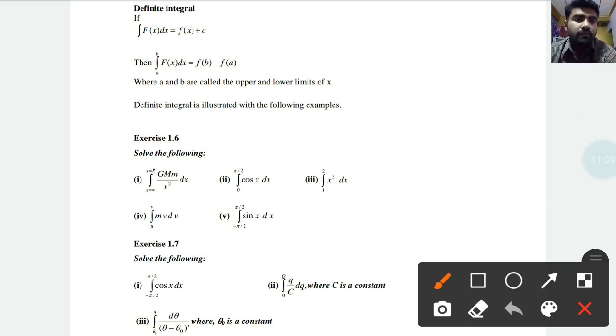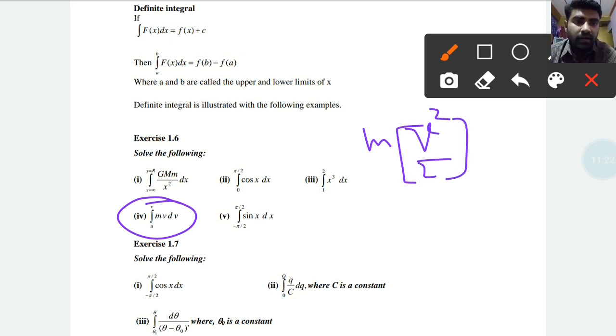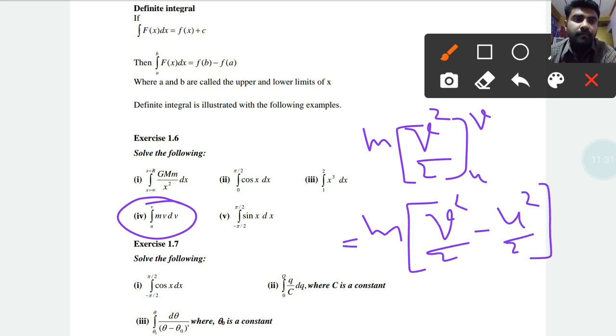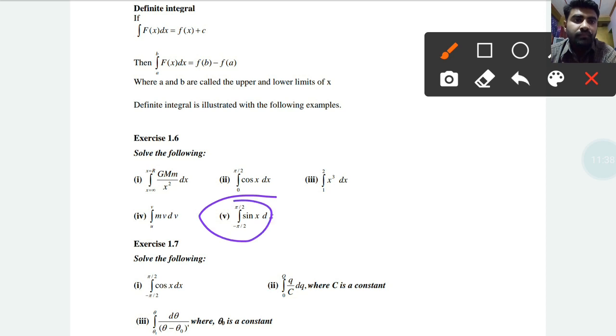Now the fourth one, m v dv. From this equation, mass is constant. Integration of v dv is v square by 2, upper limit v, lower limit u. So m, and that is upper limit minus lower limit, right? So that is the fourth.